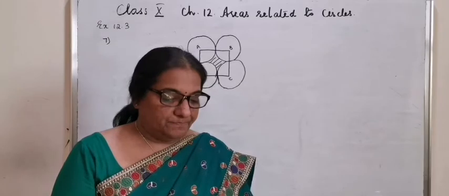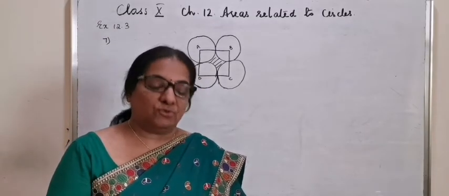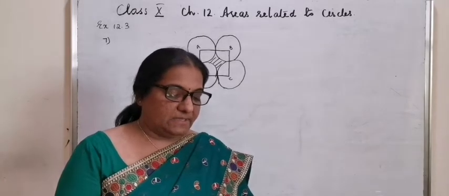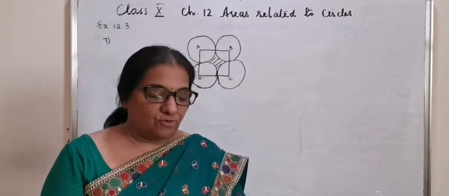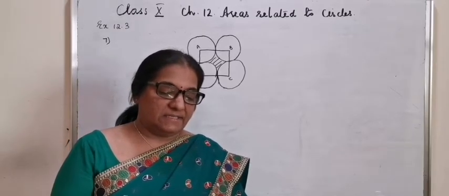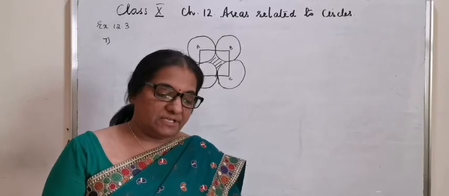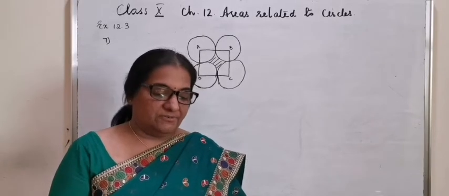Question number 7. In the figure, ABCD is a square of side 14 centimeter with centers A, B, C and D. 4 circles are drawn such that each circle touches externally 2 of the remaining 3 circles. Find the area of the shaded region.